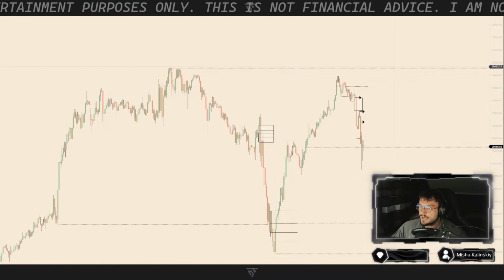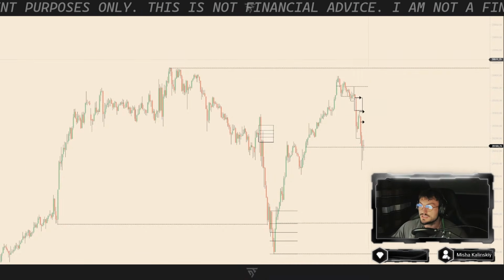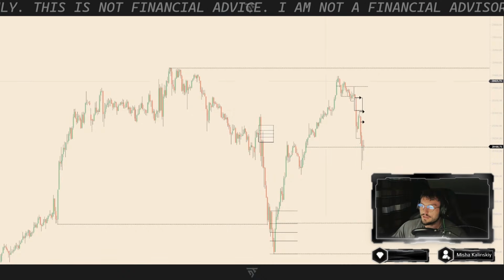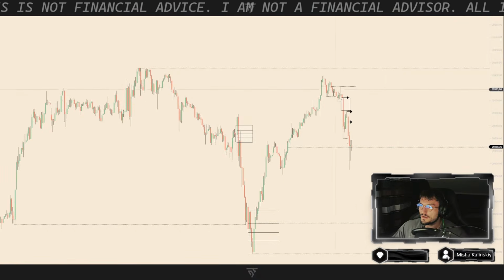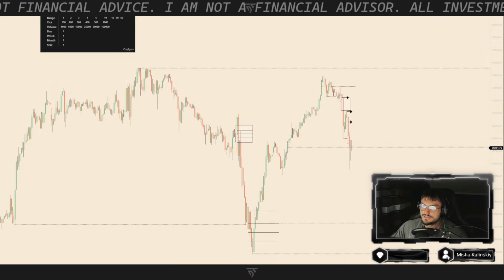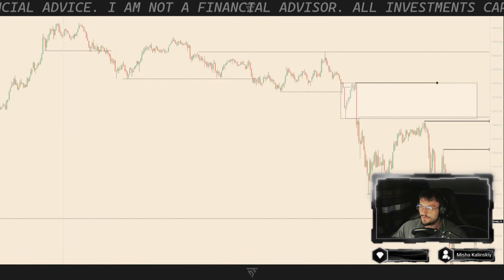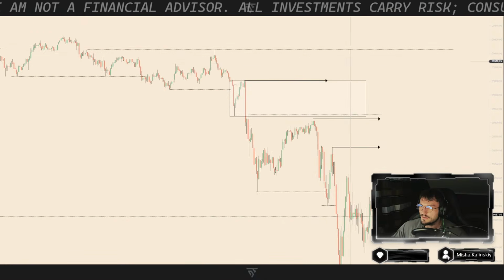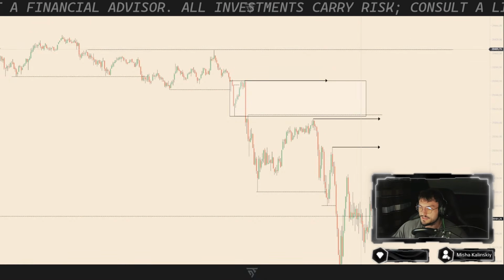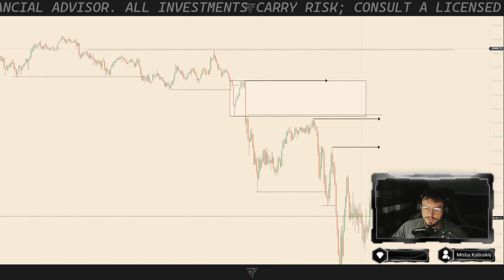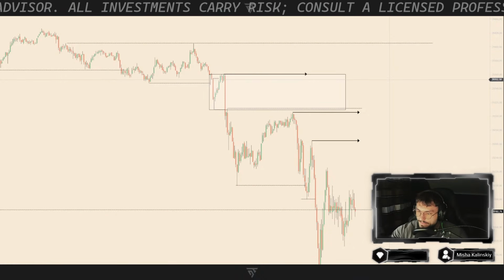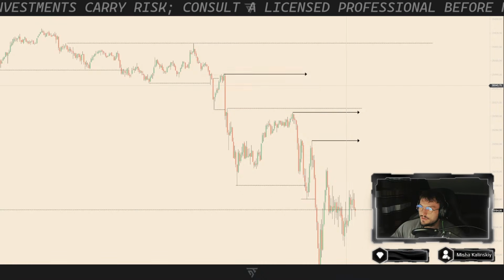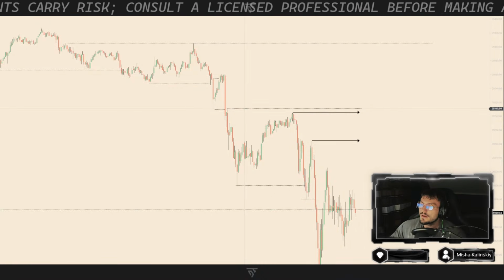I have this high marked here just to see when we close above it. Other than that, there are some areas on the 1 minute for longs. I have an MM up here. This is an MM, a zone that's meant to be swept. This is the previous swing. I wouldn't be looking at this anymore.